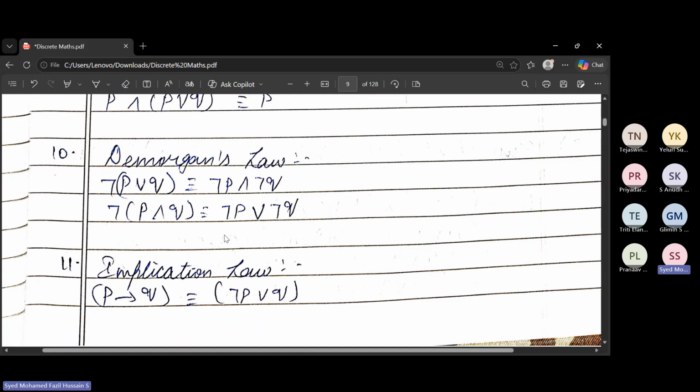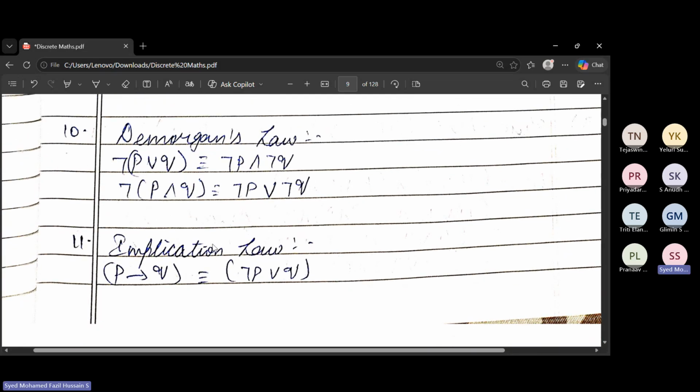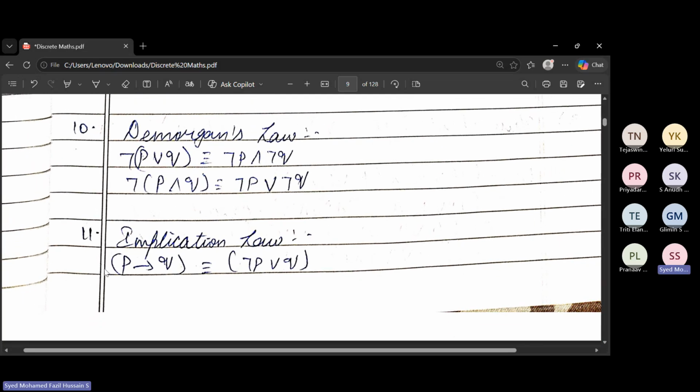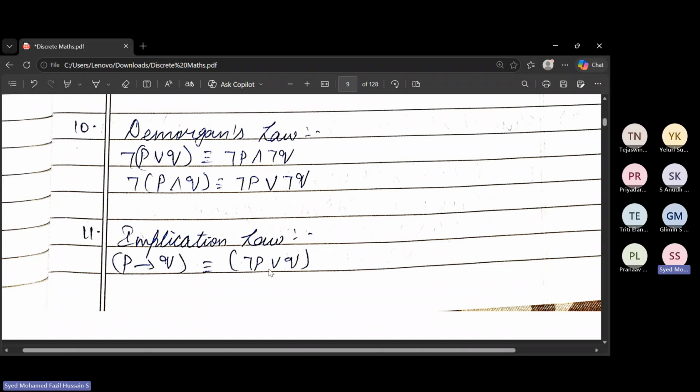De Morgan's law, as I already explained, is how negation acts on a compound statement. As you can see, negate both the terms inside and change the sign inside. So that is De Morgan's law. As you can see here, negate P, negate Q, and the or becomes and. In the second statement, negate P, negate Q, and the and becomes or. Okay, so that's the difference. So implication law is that if P then Q is not P or Q.